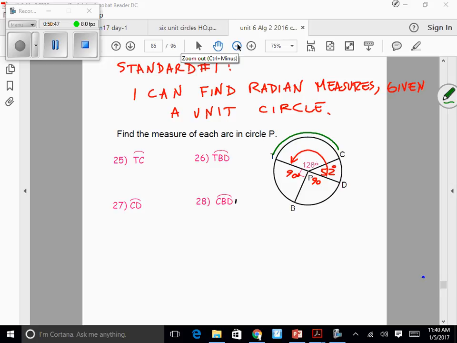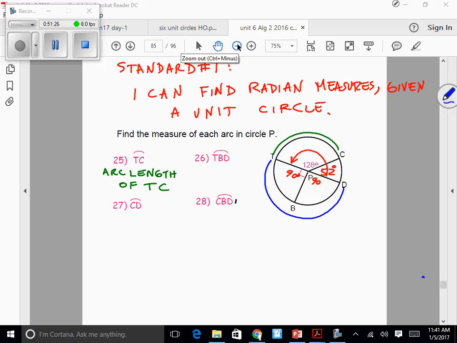Math people aren't trying to write a long sentence every single time, they shorten it into this little code, arc length TC. The degree for TC would be 180, but they're not asking you for the degree. Whenever they ask you for the arc length, you know what they're asking you for? That is code for radians.